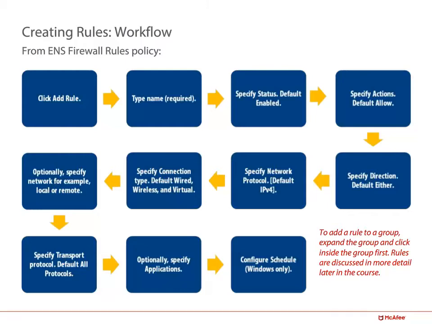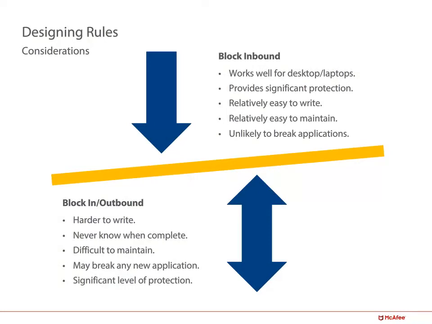In designing rules, things that you have to think about is that if you're blocking inbound, it works very well for desktops and laptops. It gives a lot of protection, pretty easy to write and maintain, and unlikely to break any of your applications. But if you're trying to block both inbound and outbound, generally this is a lot harder to write. You never know when you're actually completed. Very difficult to maintain. It might break a new application, but it does provide a significant level of protection.